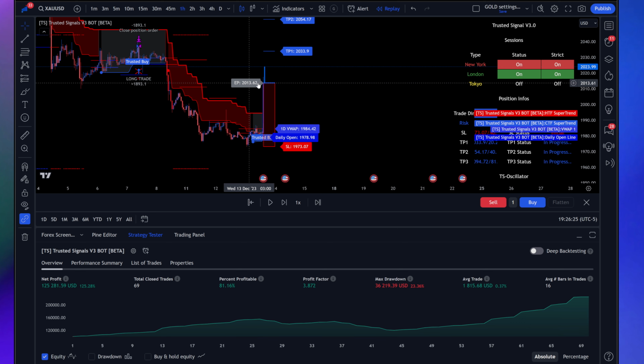And if we go ahead and click shorts only, we can also see different results because now we're only taking shorts, okay? But guess what, guys?